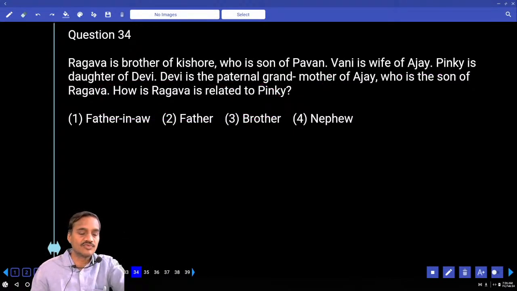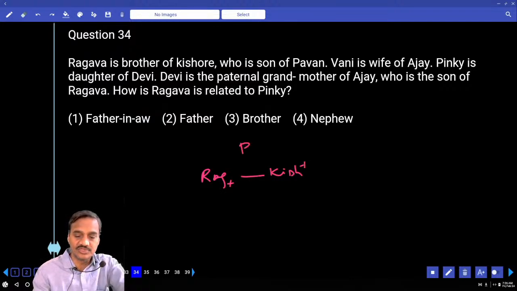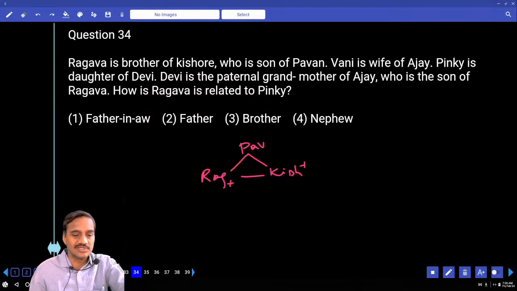Raghava is the brother of whom? Raghava is the brother of Kishore. Now this is Raghava. He is the brother of Kishore, can be written like this. And Kishore is the son of Pavan. That means these 2 persons, Raghav and Kishore, are the sons of this Pavan. And one is the wife of Ajay. Pinky is the daughter of Devi. Devi is the paternal grandmother of Ajay. Ajay, who is the son of Raghava.